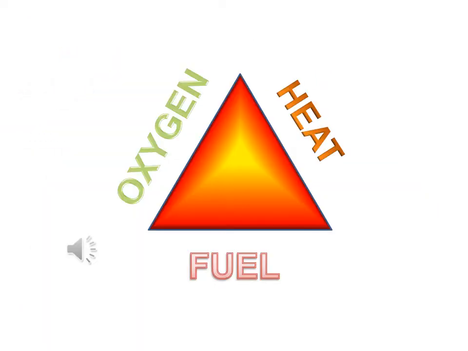The fire triangle is used to show the three elements that, when present together, can cause a fire to start. These three ingredients are fuel, heat and oxygen. Under all circumstances they should be kept apart to avoid a fire starting.